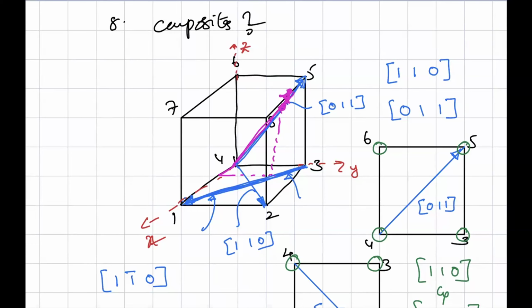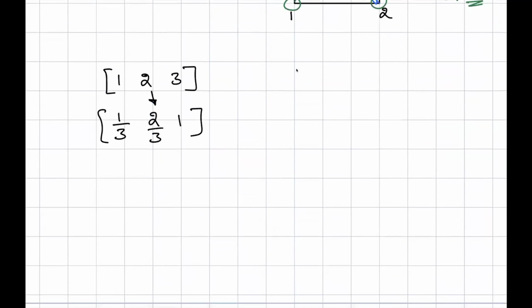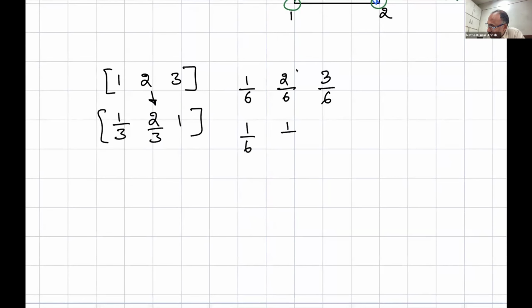Small question, sir. In the 1, 2, 3, you divided by 3, right? Can I divide by 6? Okay, so your question is why naturally you are dividing by 3. Let's go by that. 1 by 6, 2 by 6, 3 by 6. That will be 1 by 6, 1 by 3, 1 by 2.